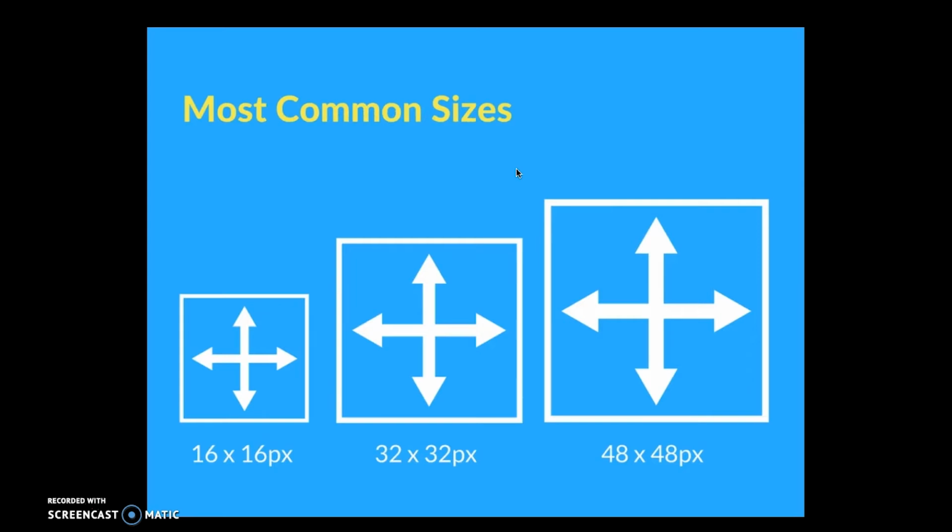The most common sizes are 16 by 16 pixels, which is what you would see in a tab, the most commonly used size, 32 by 32, and 48 by 48 pixels. And these all vary based on what device you're using.